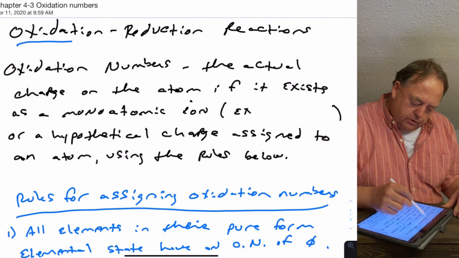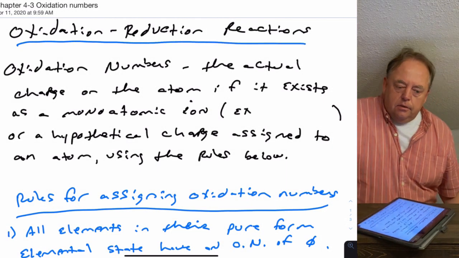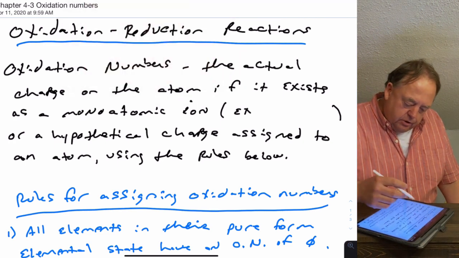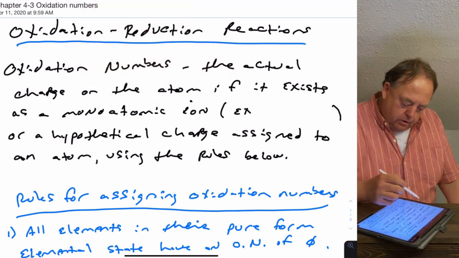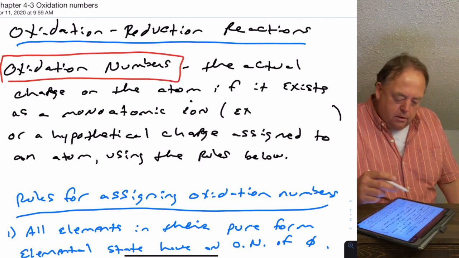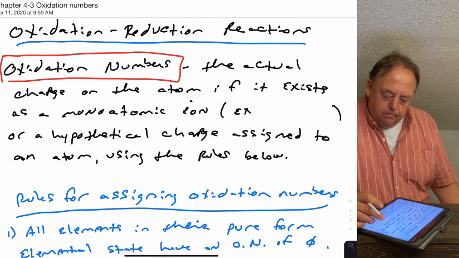So this lecture covers the concept of oxidation-reduction reactions. Before we talk about oxidation, a new type of chemical reaction, we have to cover the concept of oxidation numbers.